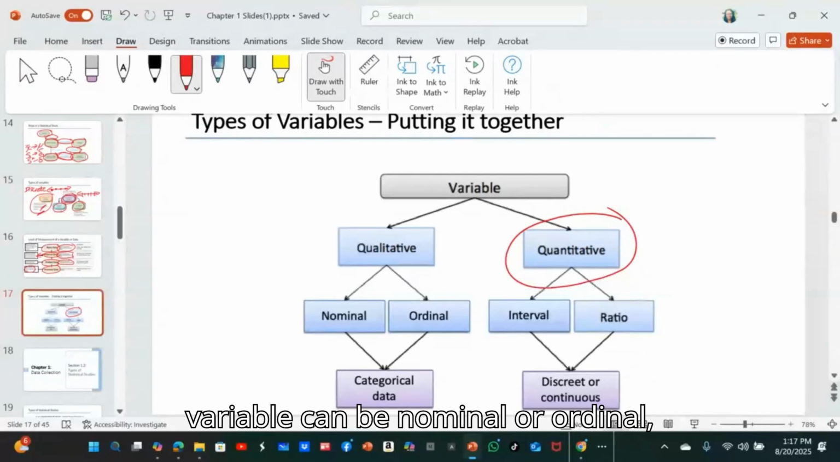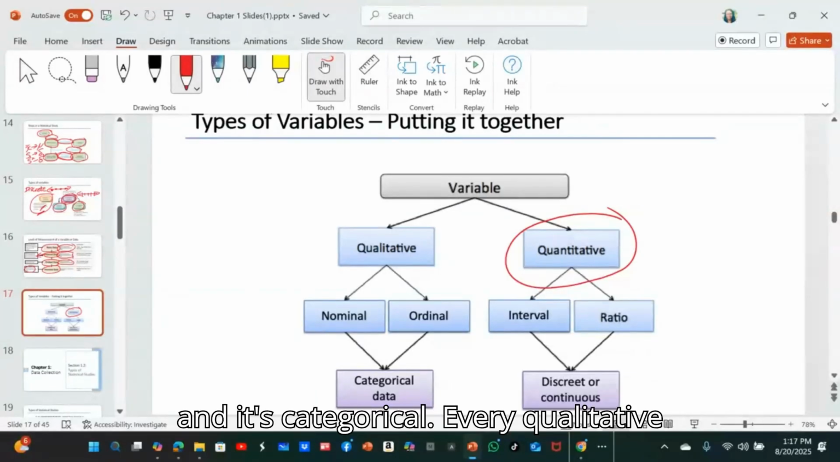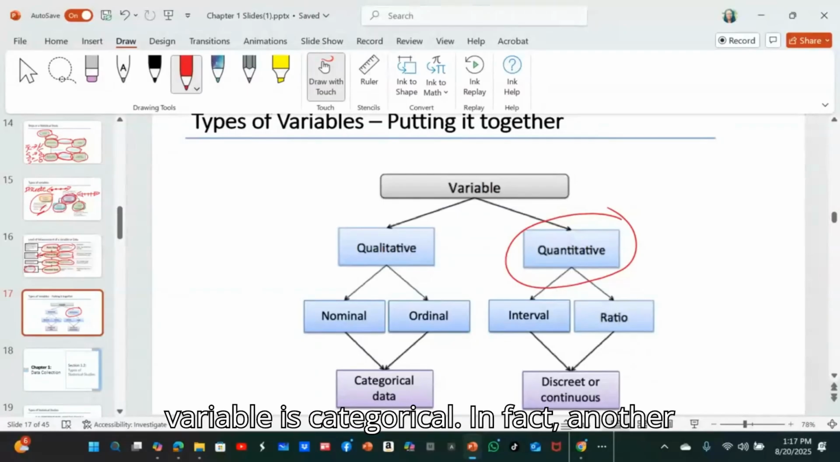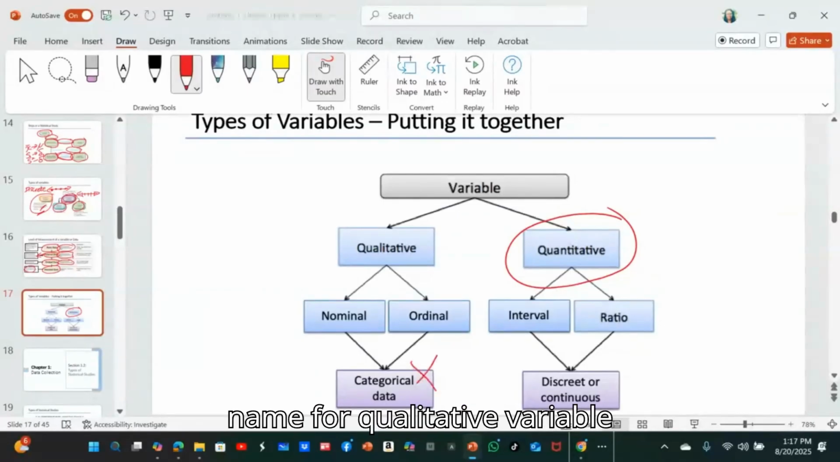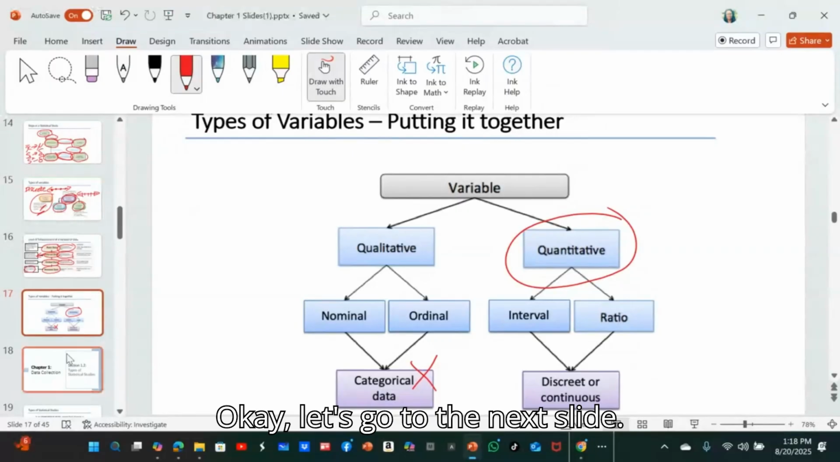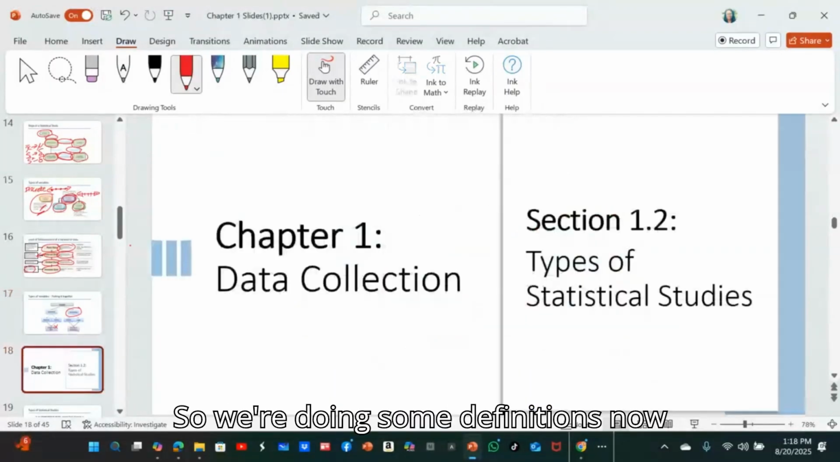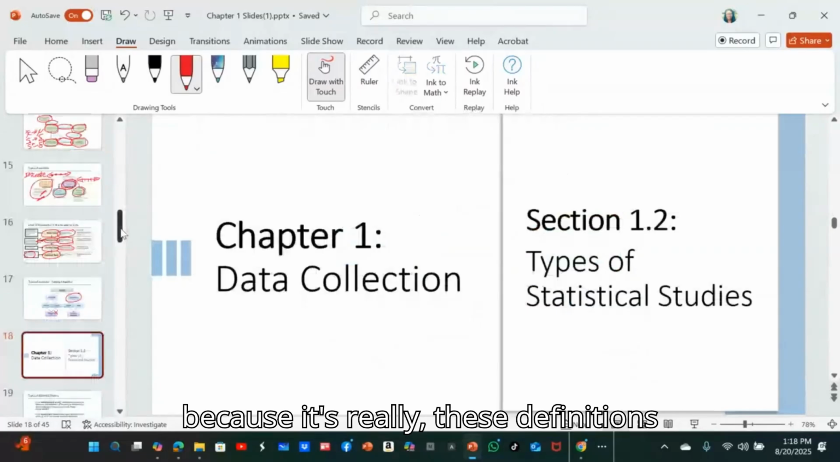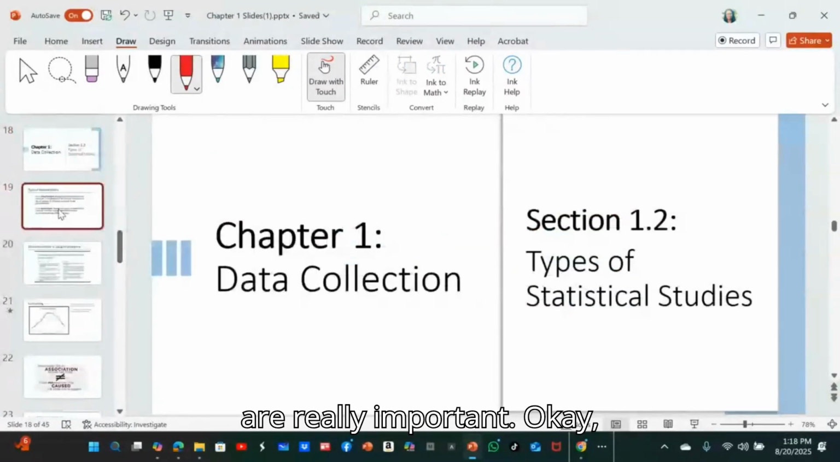A qualitative variable can be nominal or ordinal, and it's categorical. Every qualitative variable is categorical. In fact, another name for a qualitative variable is a categorical variable. Okay, let's go to the next slide. We're doing some definitions now because these definitions are really important.